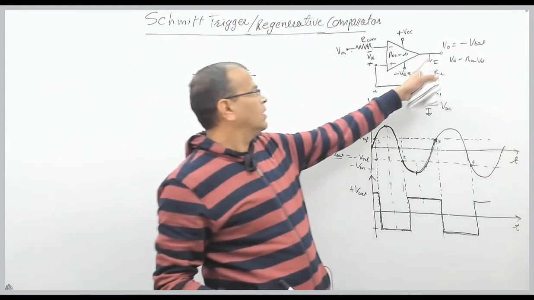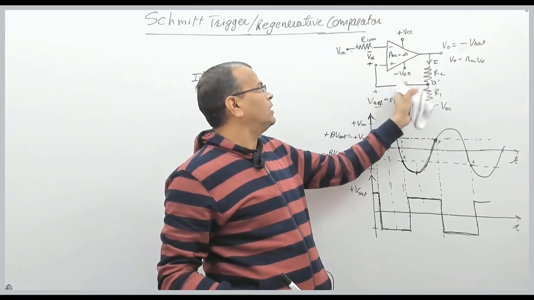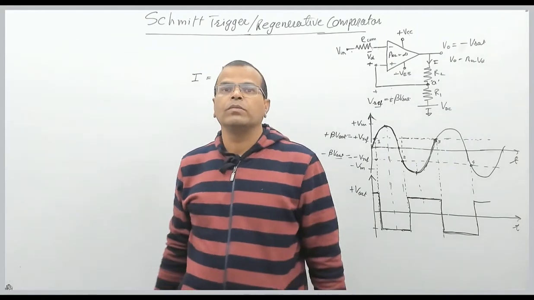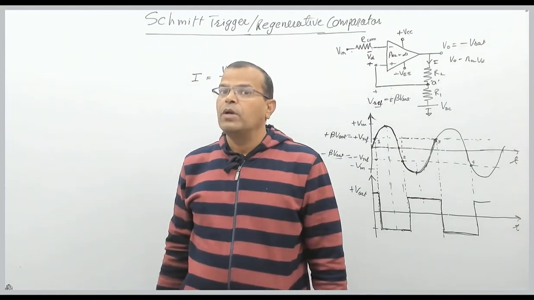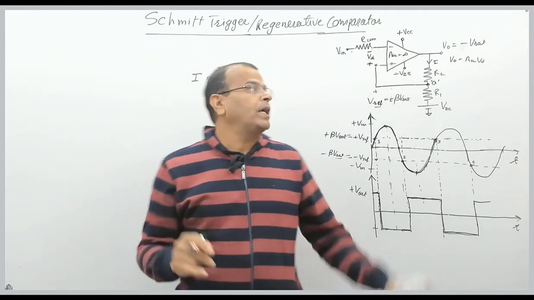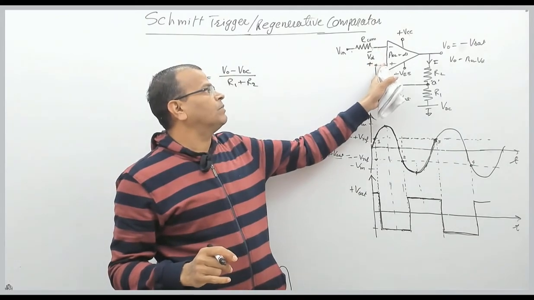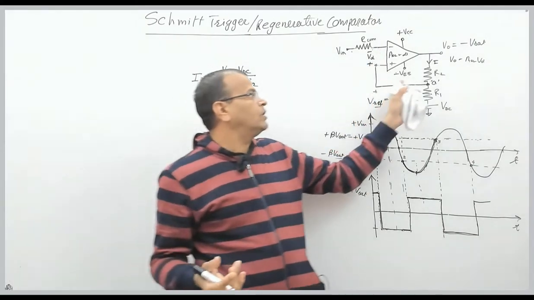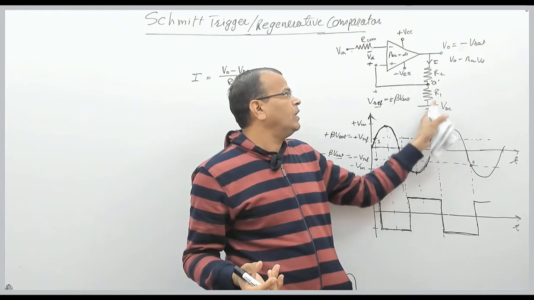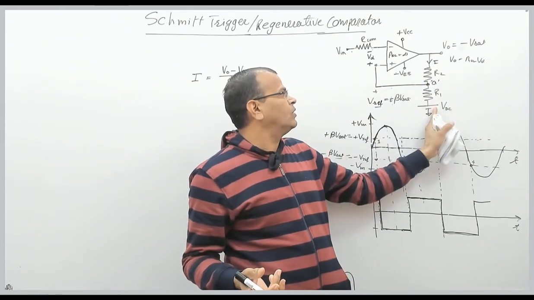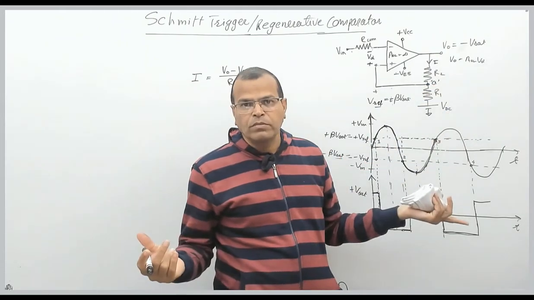That will be current. Why? Because current in this part of the circuit is 0. Why so? Because for an ideal op-amp, the biasing current in both terminals is 0. If this is 0, the whole current will be going this way. So this current will be V0 minus this voltage, divided by R1 plus R2.